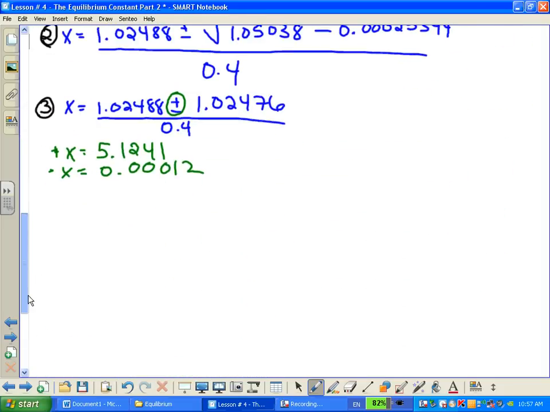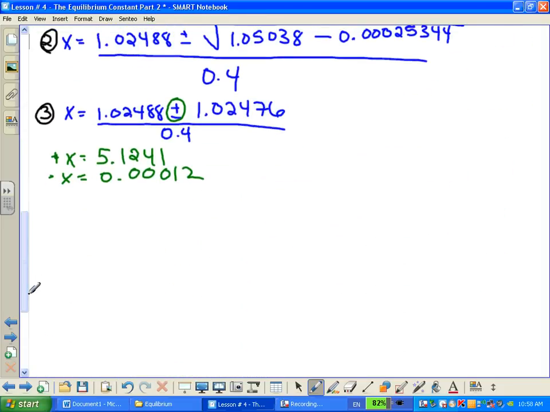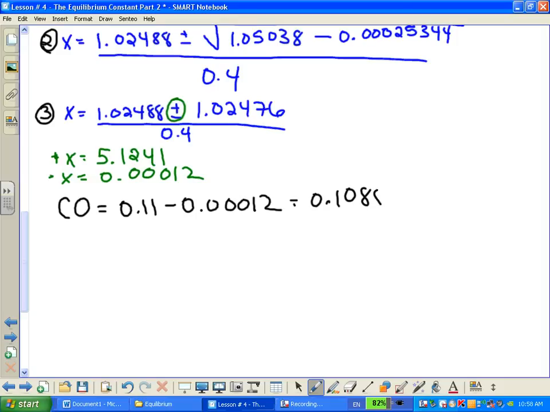Right? So if we wanted to put in the concentration of carbon monoxide, we have 0.11, which before was minus x. We're going to substitute the x value, 0.00012, and you'll see we end up with 0.1088. So at equilibrium, carbon monoxide will now have a concentration of 0.1088 moles per liter.